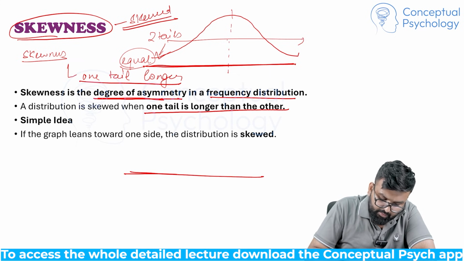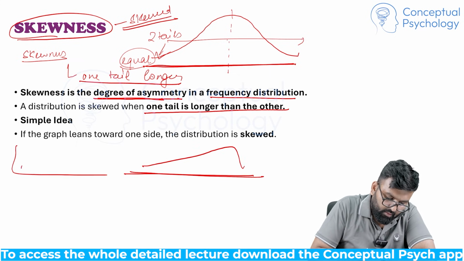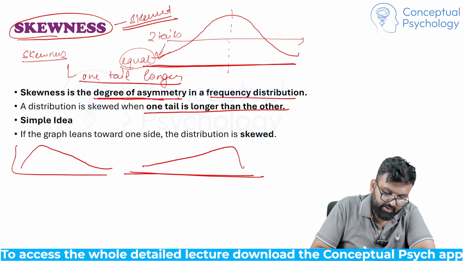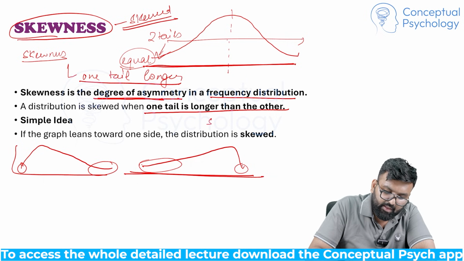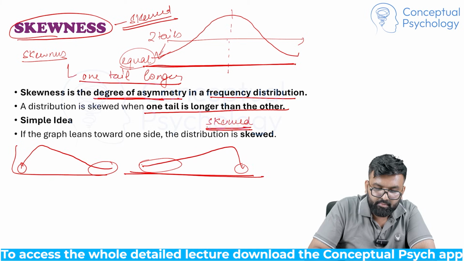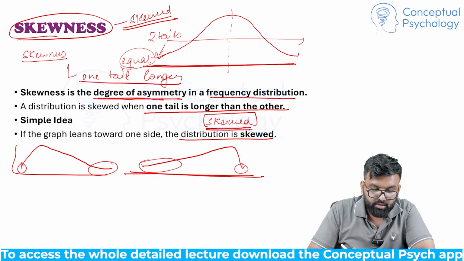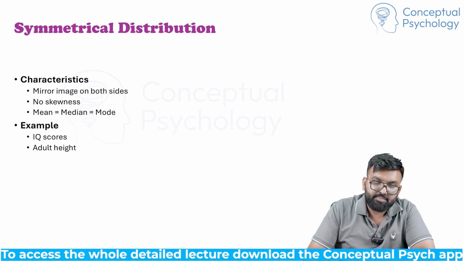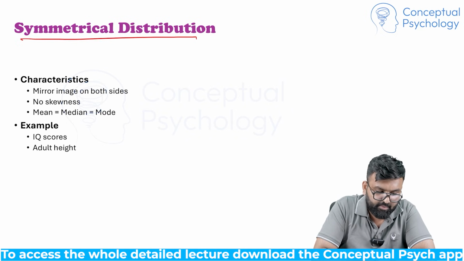कैसे होगी one tail? Like this or like this. One tail is longer than the other. Then we can say that our data is skewed data, or the distribution is skewed. अब skewness के भी types होते हैं. सबसे पहला तो हम symmetrical distribution पढ़ते हैं.